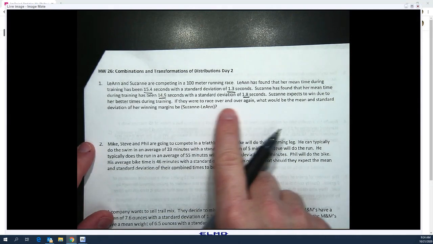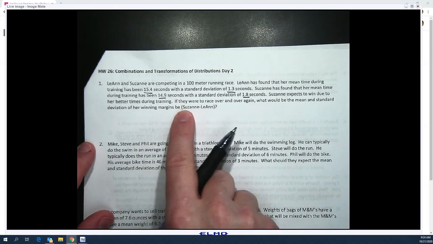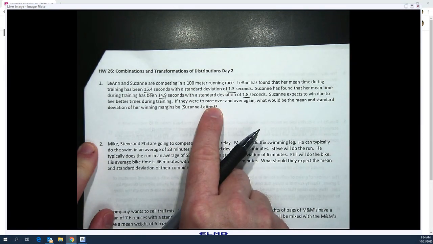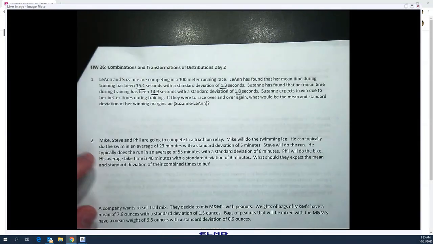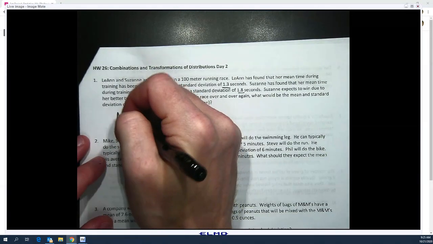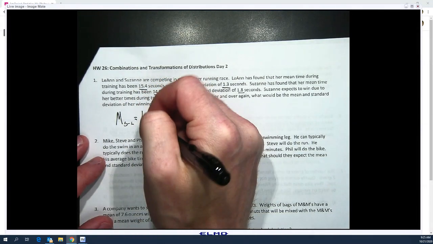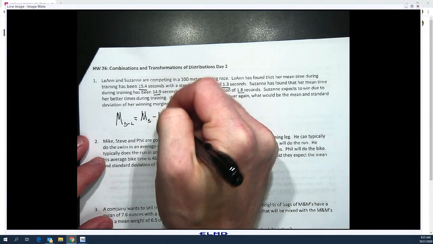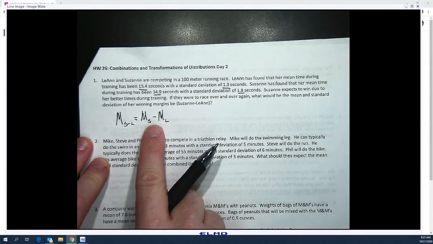If they were to race over and over again, what would be the mean and standard deviation for her winning margins? So we're going to do Suzanne minus Leanne, which is, again, very fun to say. You should try it. You're muted so no one can hear you. Suzanne minus Leanne. So we're going to do the mean of Suzanne minus Leanne, which is just that same formula we've been talking about. Mu S minus mu L.